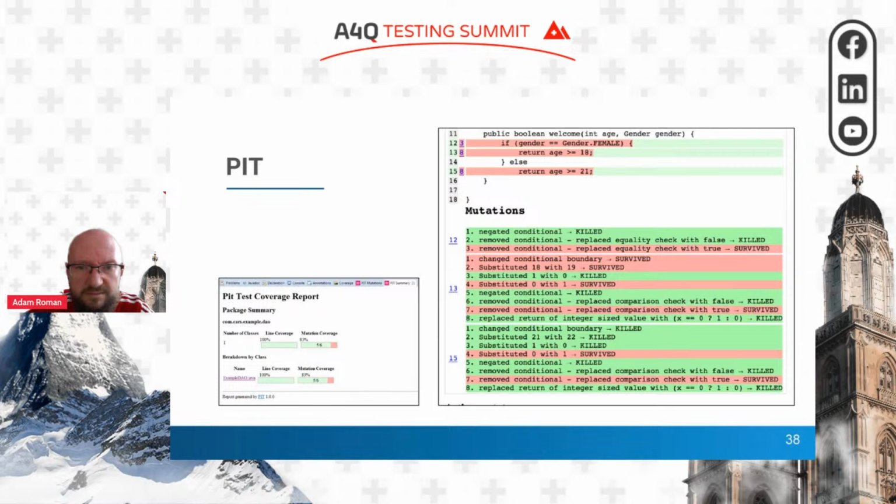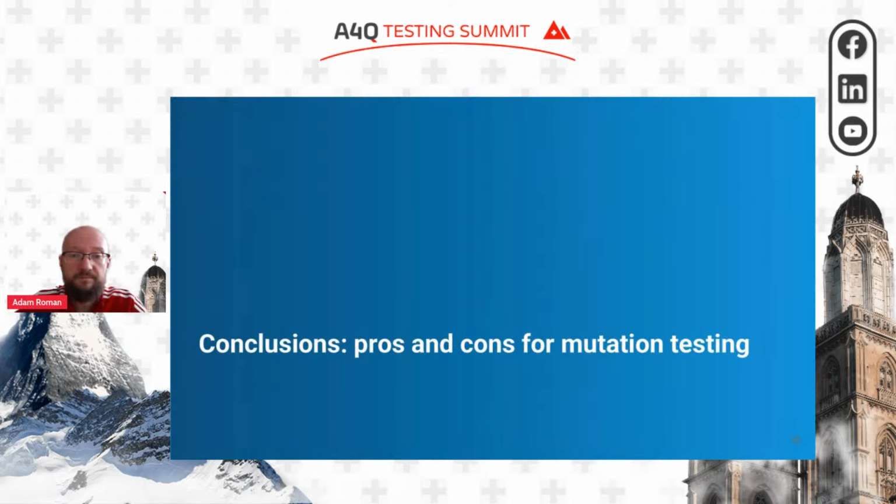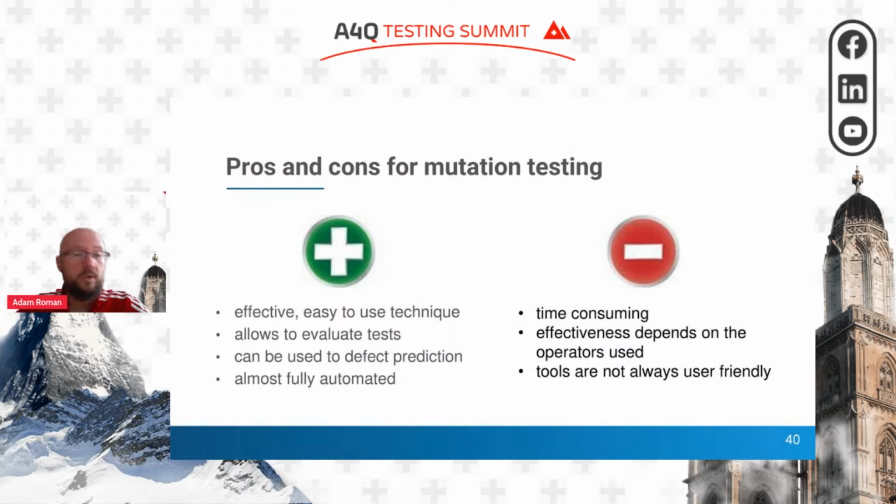This green thing presents some mutant, and it says that mutant number 1 was killed, and for example mutant number 3 in line 12 survived. So we can analyze which mutants were killed and which survived, and based on this we can enrich our test suite so that the mutation score increases and the test suite is stronger.